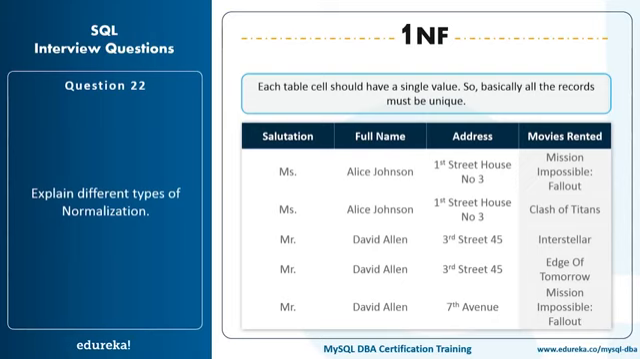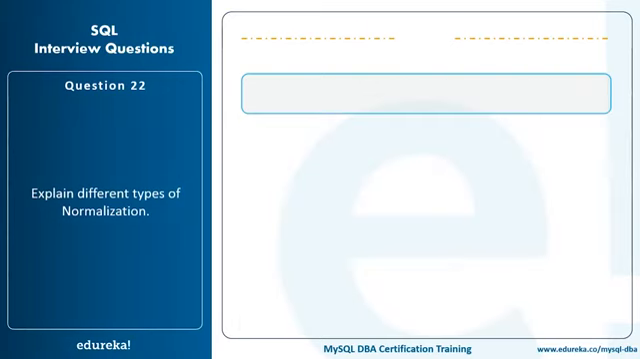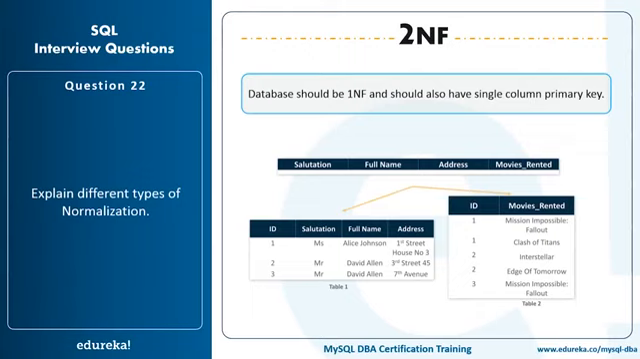Now, you have to divide this table to 2NF. When I say 2NF, that is the second normal form, you can divide this table into two different tables. To have a table in 2NF, you need to make sure that the database is in 1NF and also has a single column primary key. Since the table we considered is in 1NF, that's applicable to our situation. Now let's move forward to the 2NF. In the 2NF, you'll clearly see that we have salutation, full name, address and movies rented, right? To divide this table into two different tables, you can clearly see that I've added an ID to both the tables. So I've added ID, salutation, full name and address, and ID, movies rented.